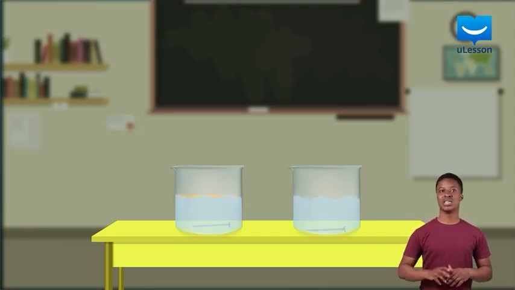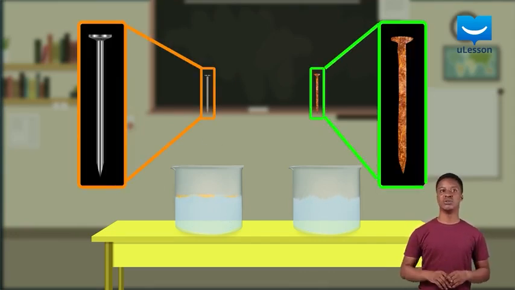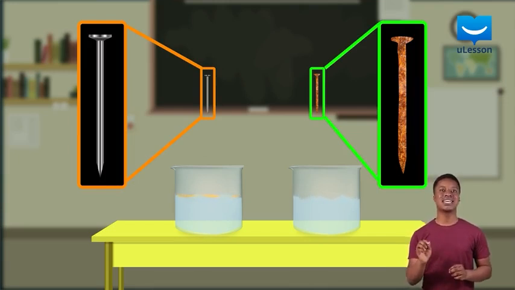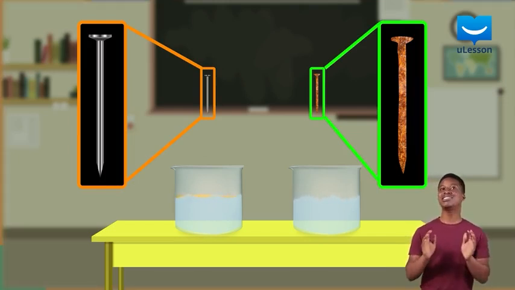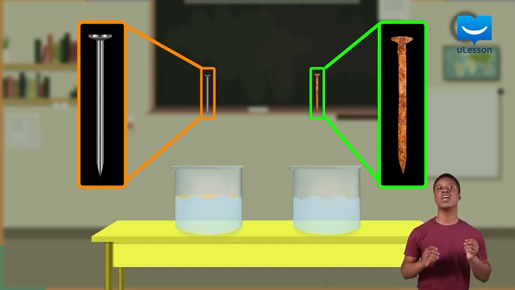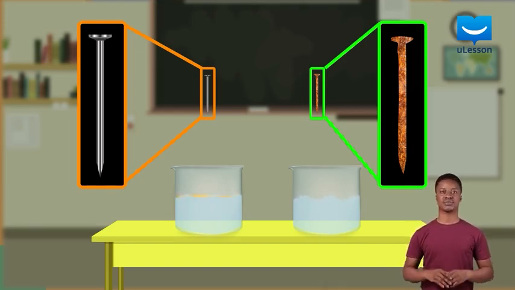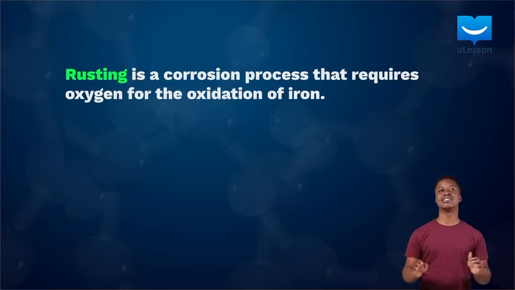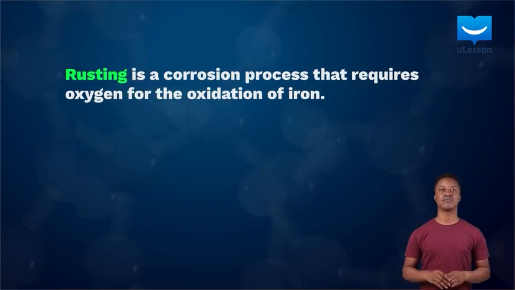After about 1 week, on examination of both nails, you will observe that the nail placed in the beaker with a protective oil coating will still be as good as new, while the nail in the other beaker will be corroded with rust. This explains that rusting is a corrosion process that requires oxygen for the oxidation of iron.